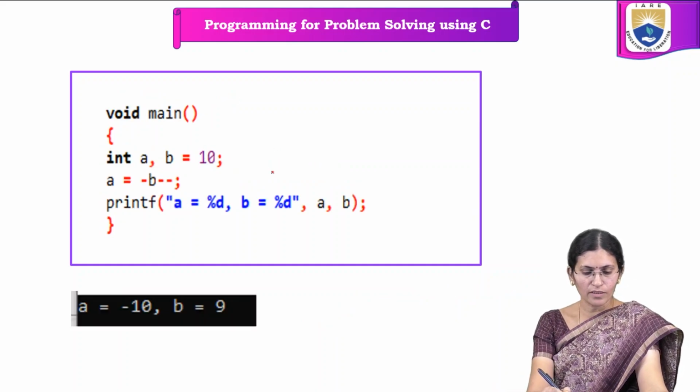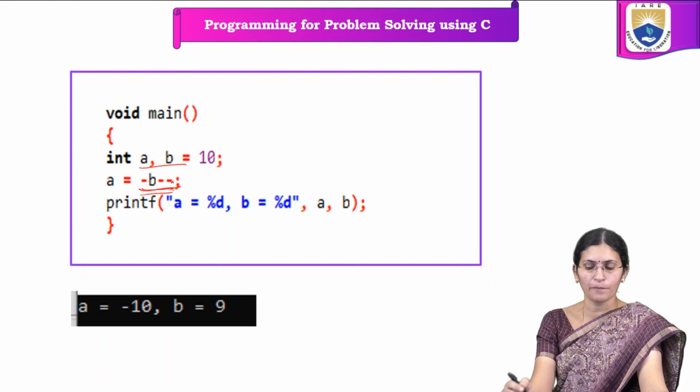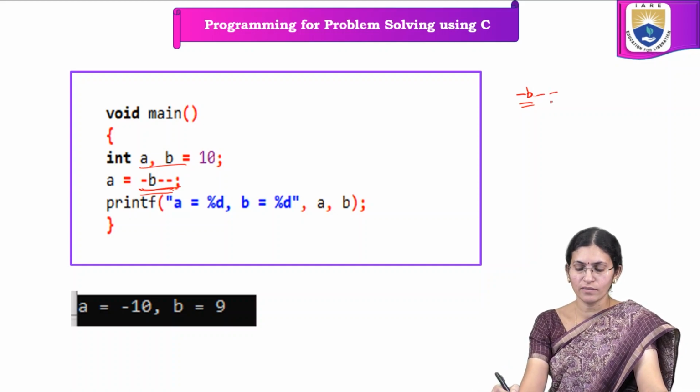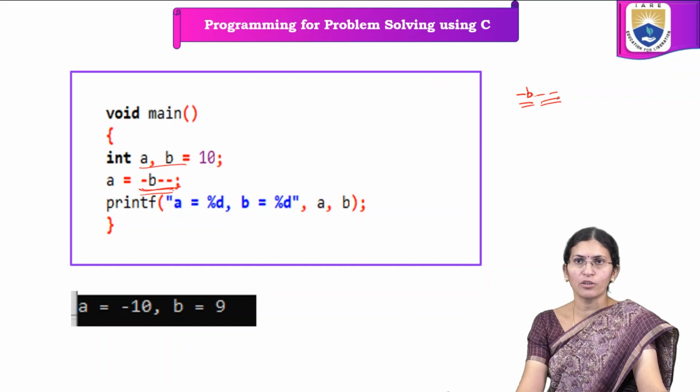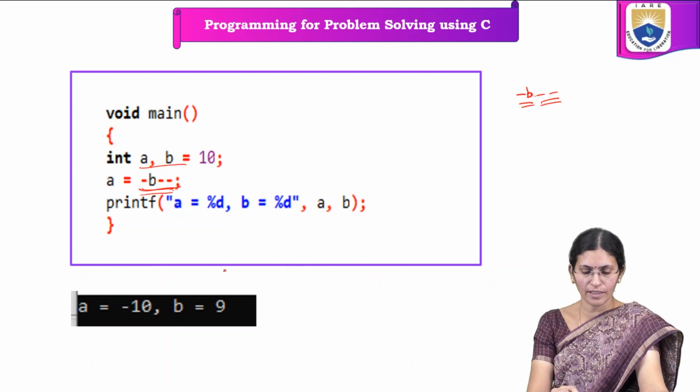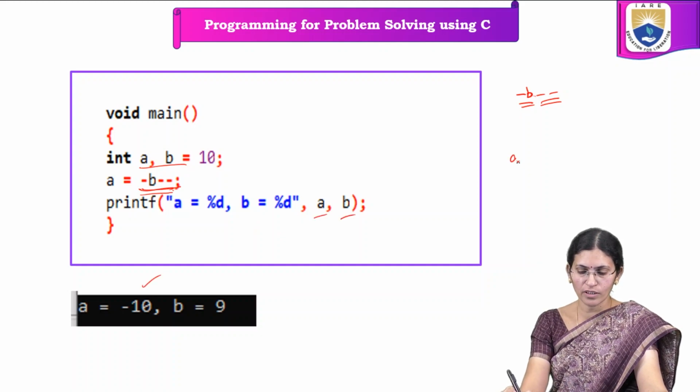Next one is, in this program, we have two variables a and b. When you assign a = -b, we have two operators here. One is minus b, which is a unary operator, just the sign of this b value is changed. The other one is also a unary operator, that is the post decrement operator. Now let us see what is the output of this program, and then we'll analyze how we are getting this answer. If you try to print the value of a and b, we are getting a is equal to -10 and b is equal to 9.